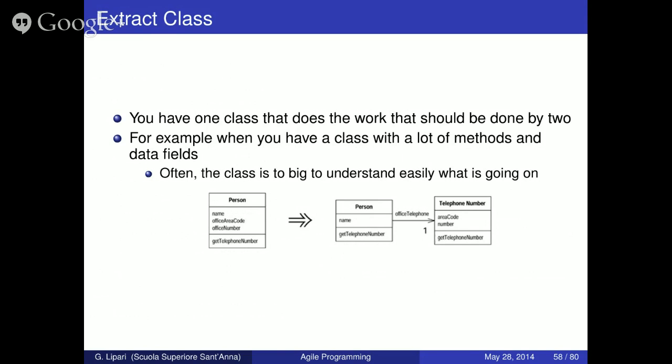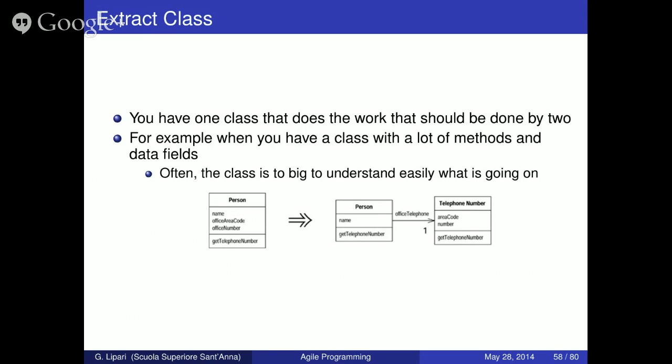For example, you have a class with a lot of methods and a lot of data fields, and it's difficult to understand what the class is supposed to do and what is going on. So you need to split. So again, here I show just a very, very simple example, but you can think of more complicated things, of course. So you have a class person, which contains name, office area code, office number, and as a method, get telephone number.